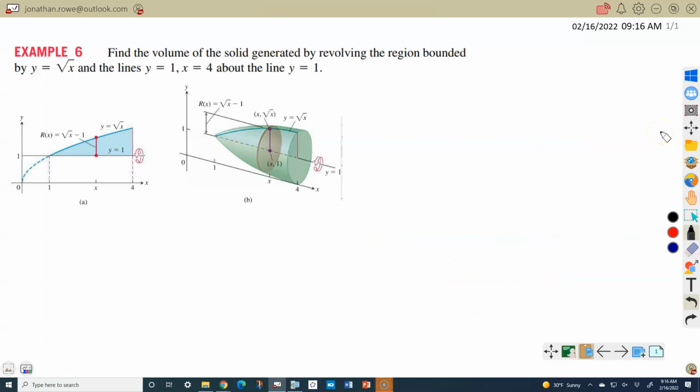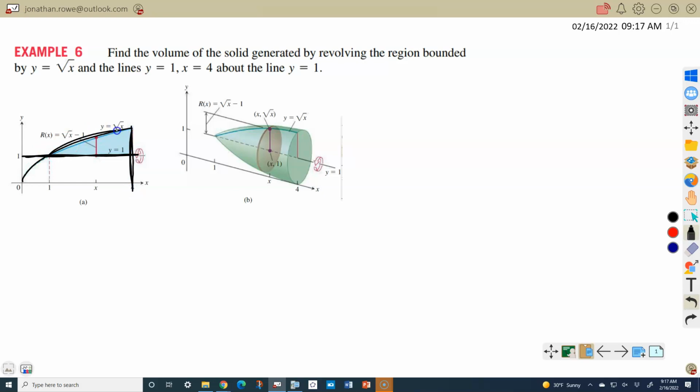All right, take a look at example 6. Find the volume of the solid generated by revolving the region bounded by y equals the square root of x. So here is y equals the square root of x. And the line y equals 1. What is y equals 1? That's a horizontal line crossing the y-axis at 1. So it's this line right here. And the line x equals 4. That is the vertical line crossing the x-axis at 4.